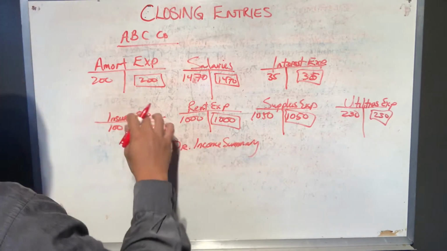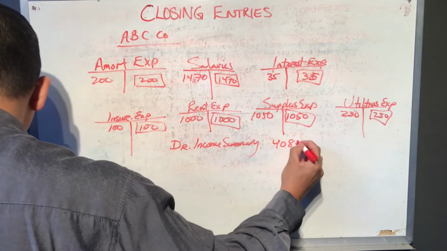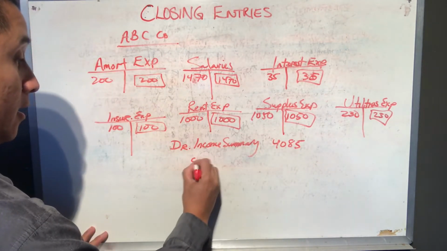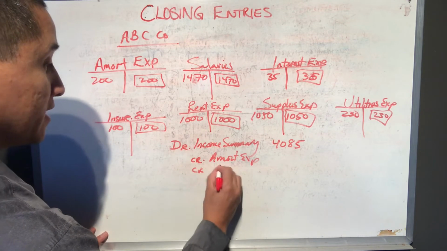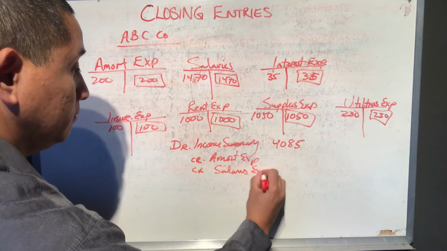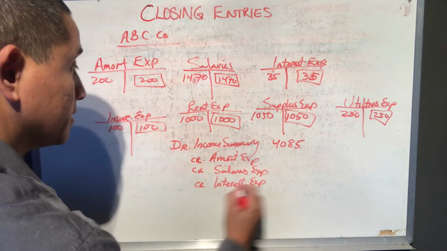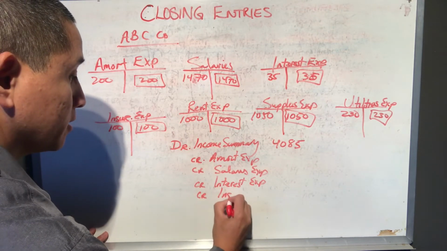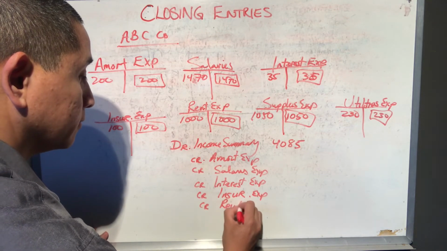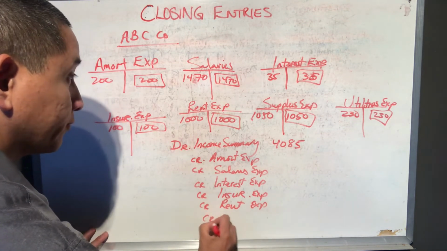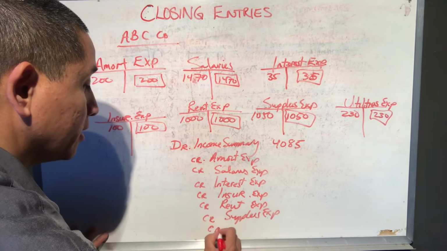So the net effect of this is that we are debiting income summary for the summation of all of those, and that would equal $4,085, and we would credit amortization expense, credit salaries expense, credit interest expense, credit insurance, credit rent, credit supplies, and lastly, credit utilities.